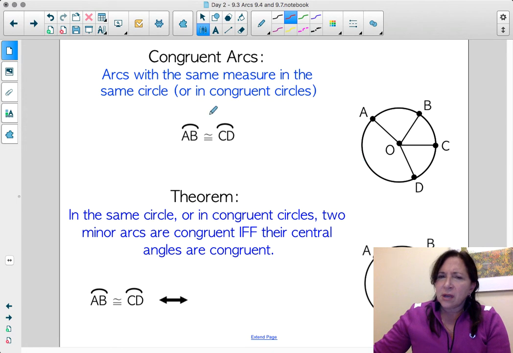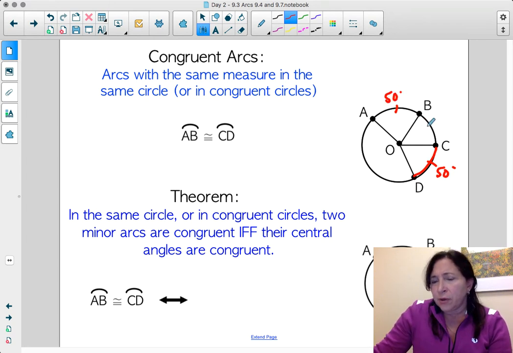Congruent arcs are two arcs that have the same measure. So arc AB and arc CD have the same measure. If the arcs have the same measure, let's say they're both 50 degrees here and 50 degrees here, then therefore they're congruent because they have the same measure. One thing to note is that if this arc right here, my minor arc, has a degree of 50, so does this here. That's my central angle.